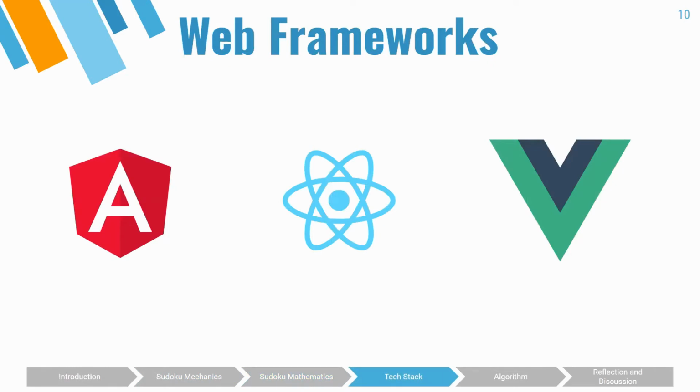Next, I'll be talking about the tech stack. When we chose our tech stack, we narrowed our choices to three: Angular, React, and Vue. Angular is a JavaScript-based open source front-end web framework that is maintained by Google and also a community of individuals and corporations. React is an open source JavaScript library for building user interfaces as well. It is maintained by Facebook and a community of individual developers and companies.